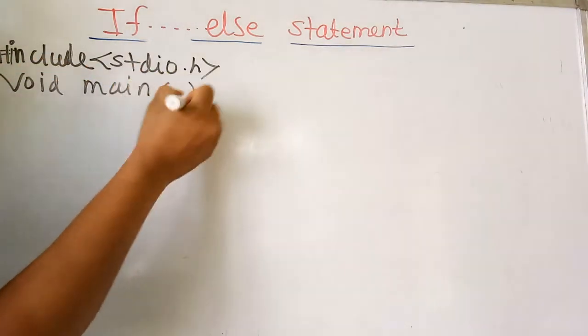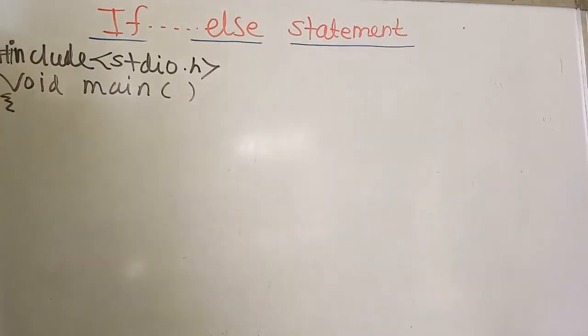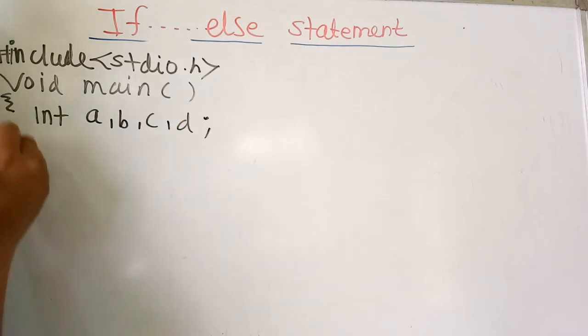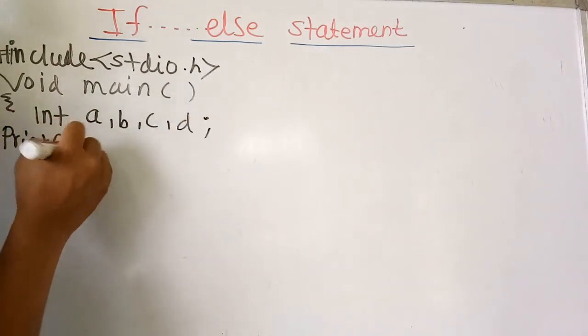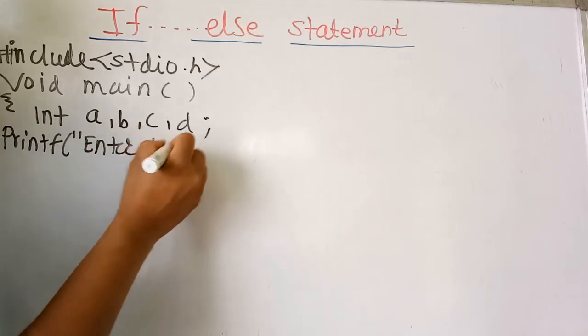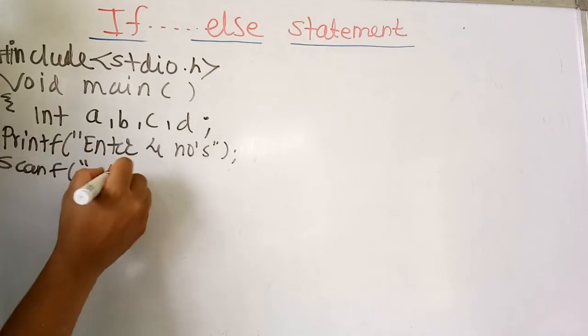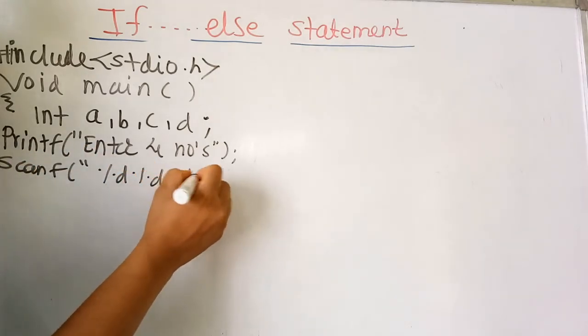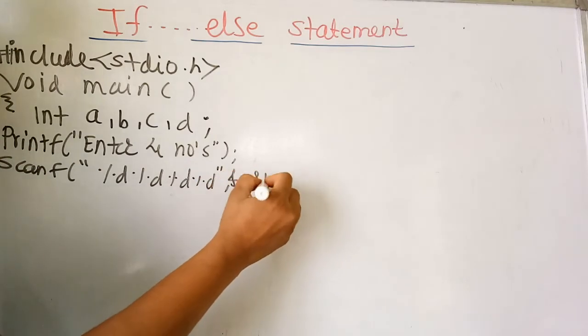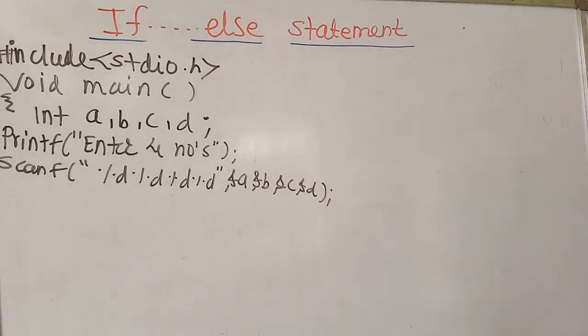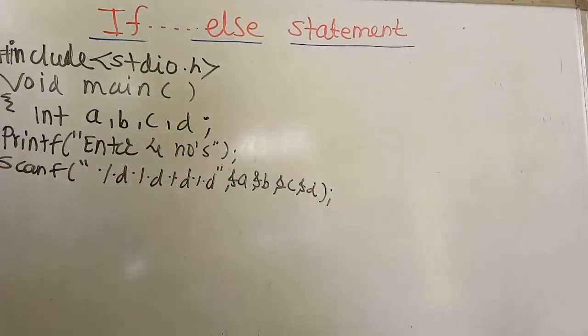As we have to find out the greatest number from four numbers, we have to take these four numbers as integers a, b, c, d. We have to accept these numbers from the user, so we will write "enter four numbers", scanf, we take 4 %d for four numbers, and then &a, &b, &c, &d. It is the address specification. Then we will start our logic.